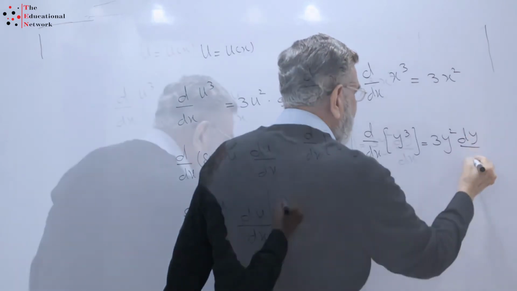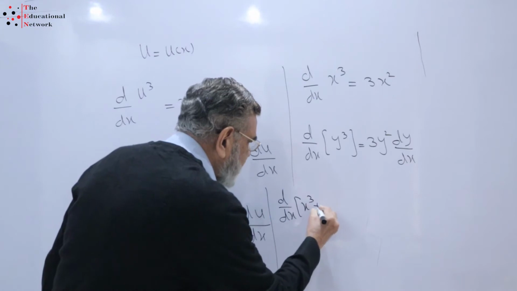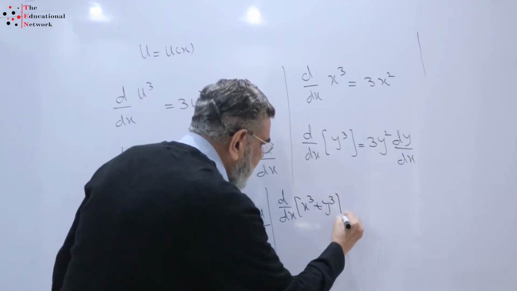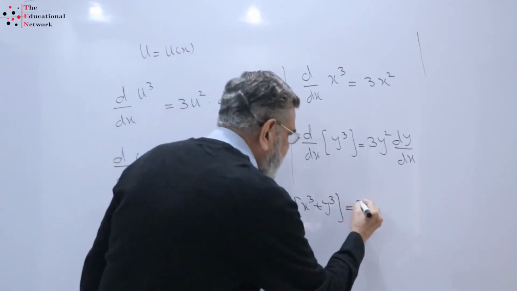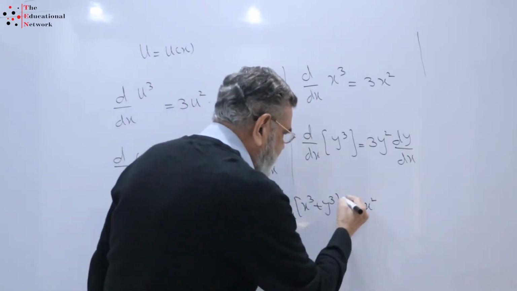We use the chain rule. We have x cube plus y cube. So we use the derivative of each of them. We get 3x square, it's with respect to x, so it's only 3x square, and with respect to y, the derivative of x with respect to y.